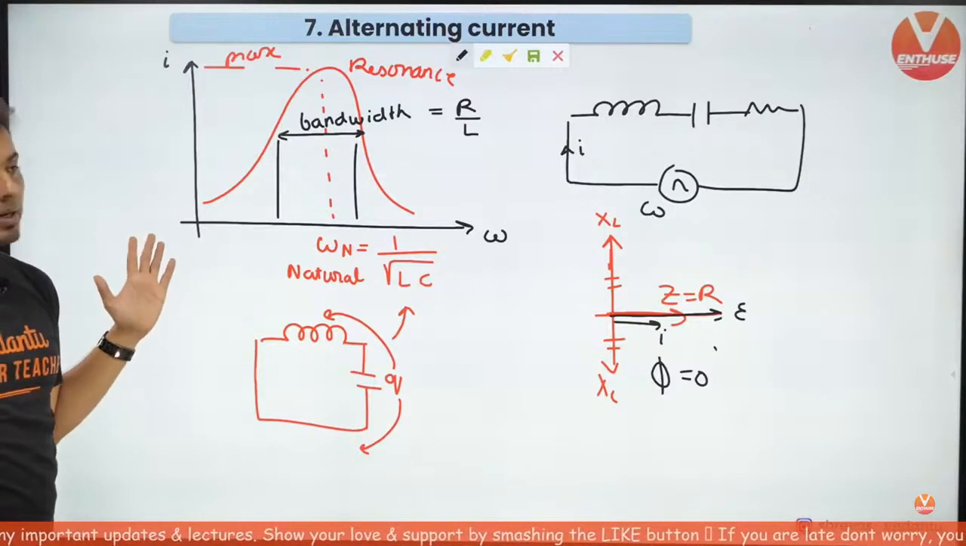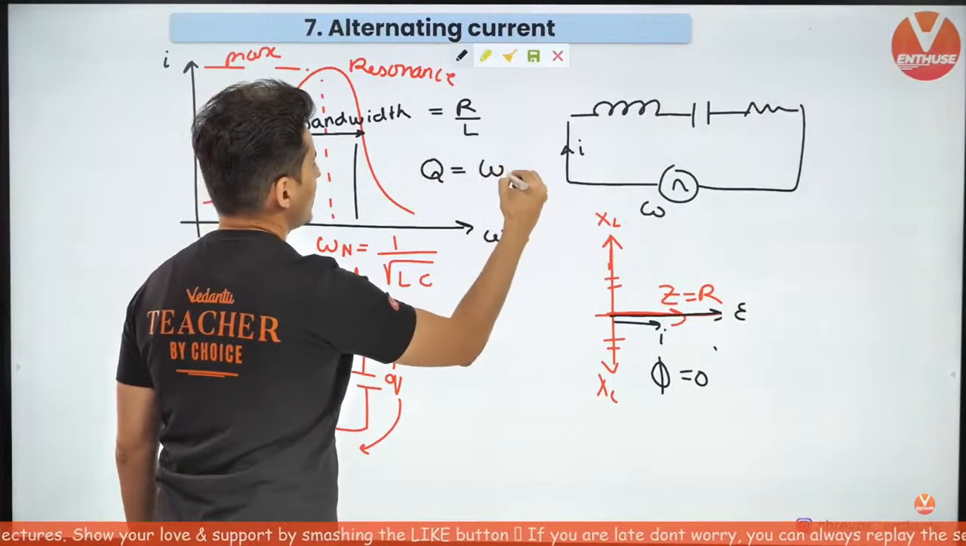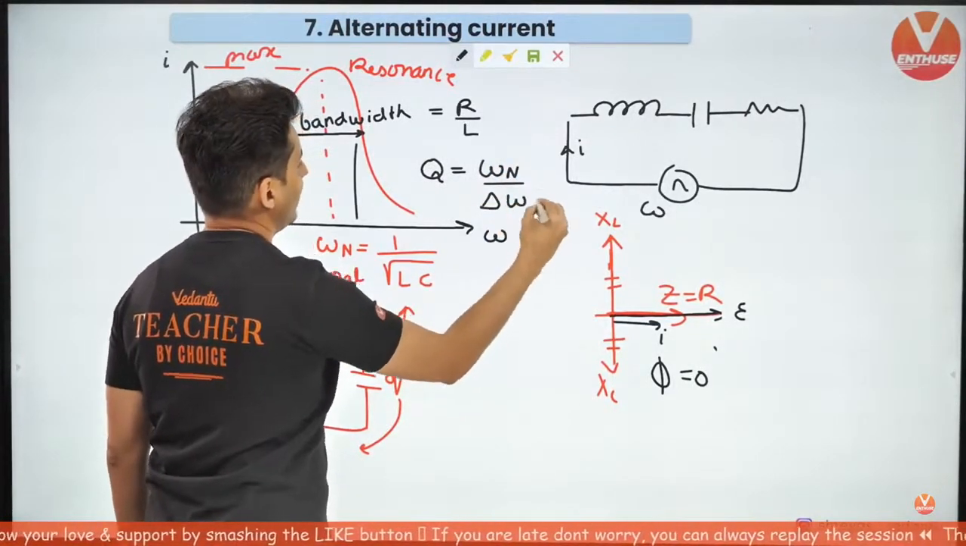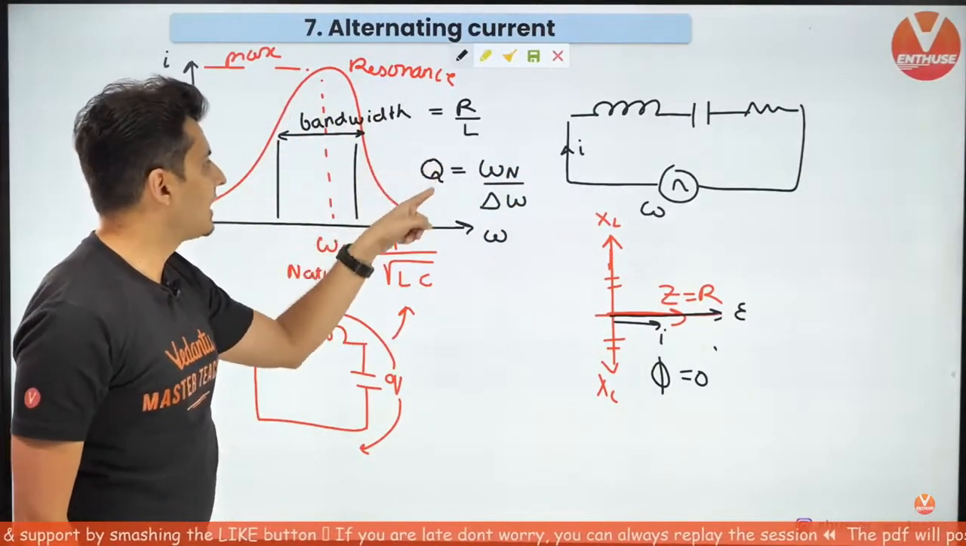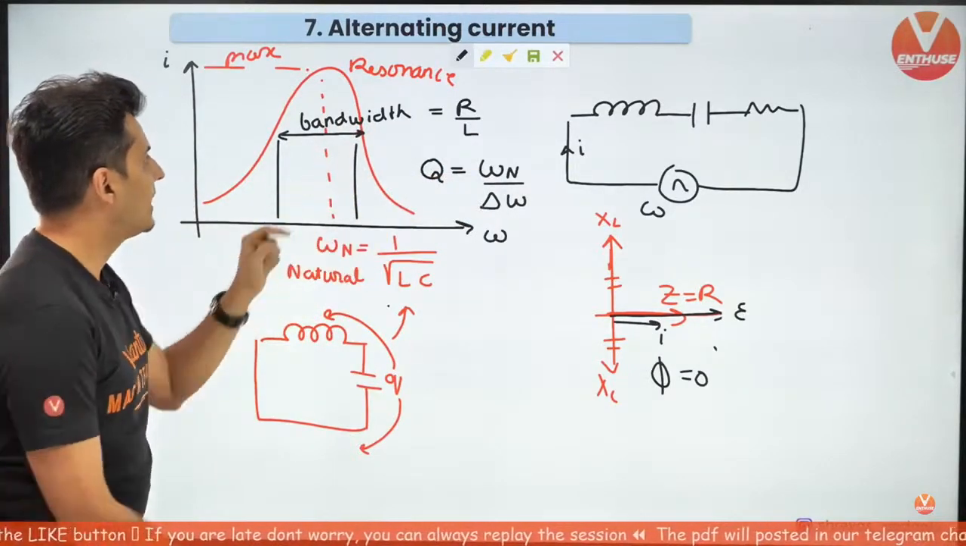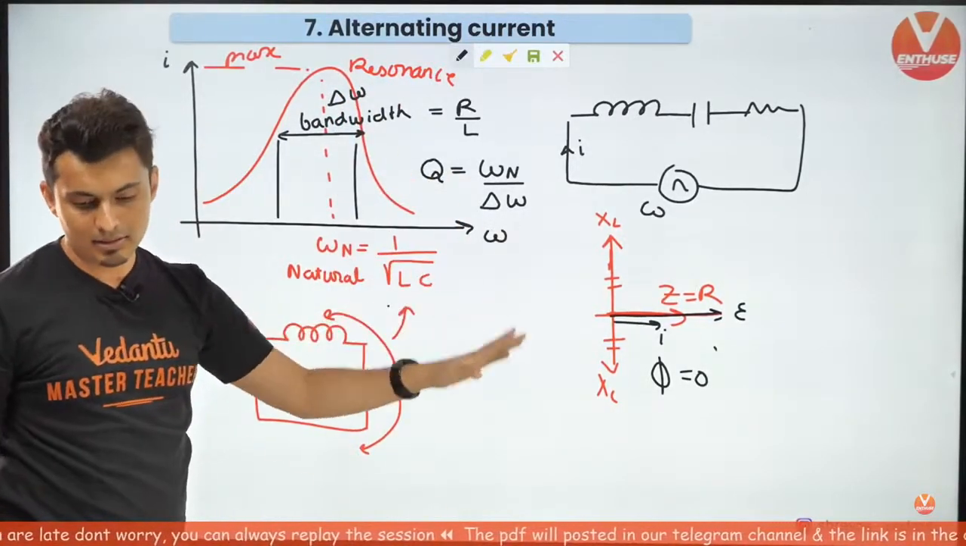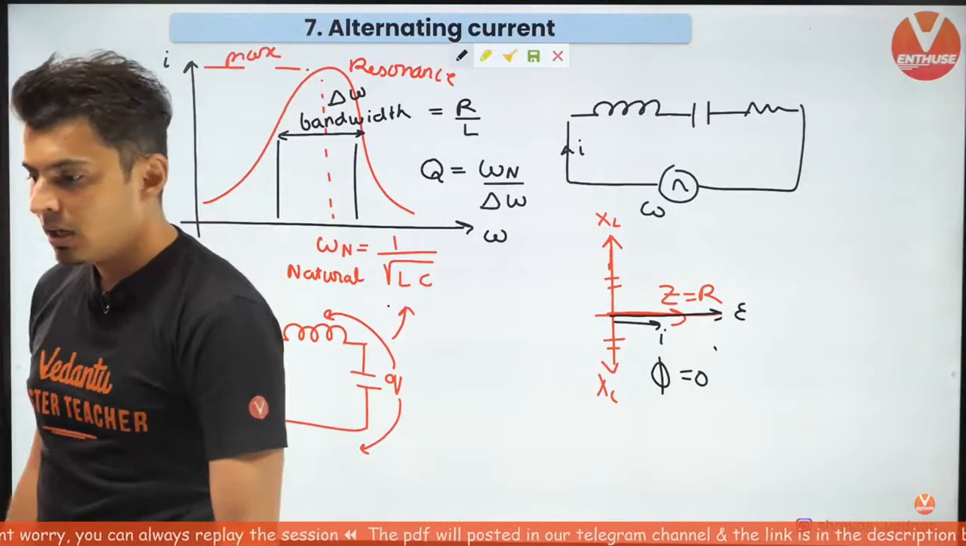And you should also remember the quality factor formula. Quality factor is the natural frequency divided by the bandwidth. So if you take the natural frequency and divide it by the bandwidth, delta omega, that will give you the quality factor. That's something you can remember.